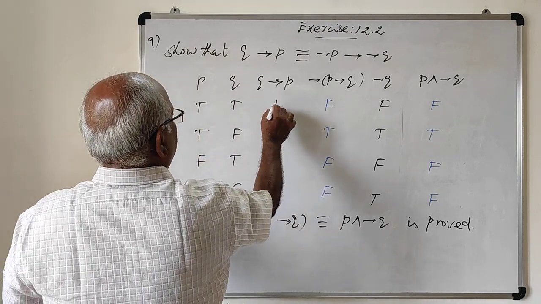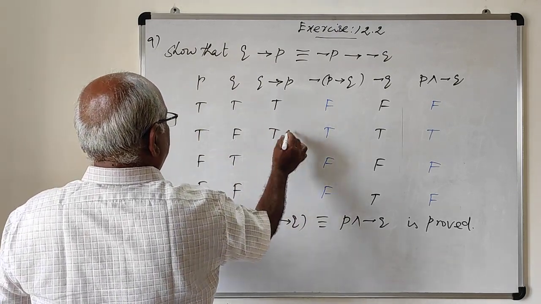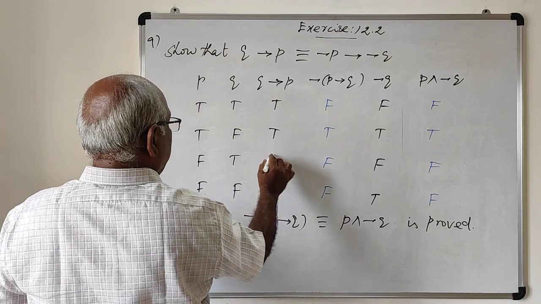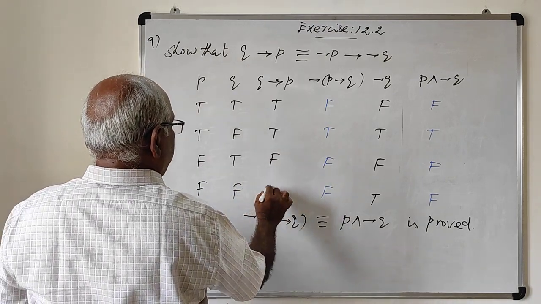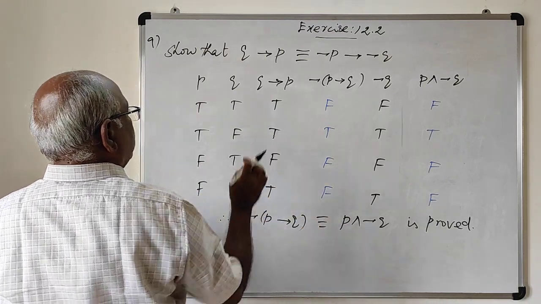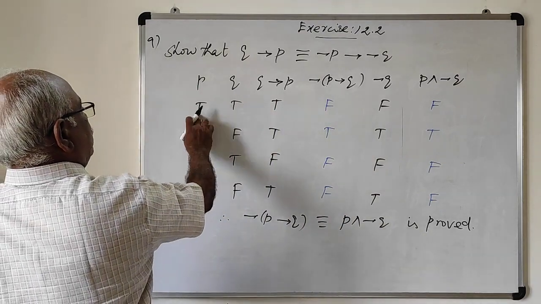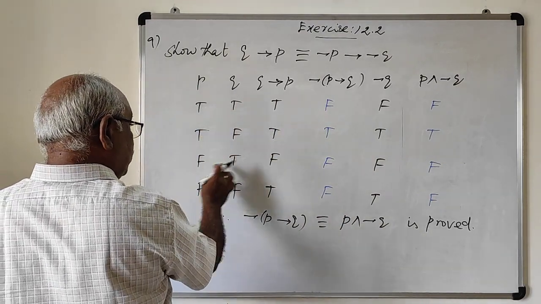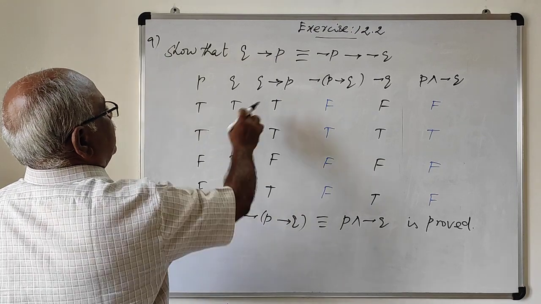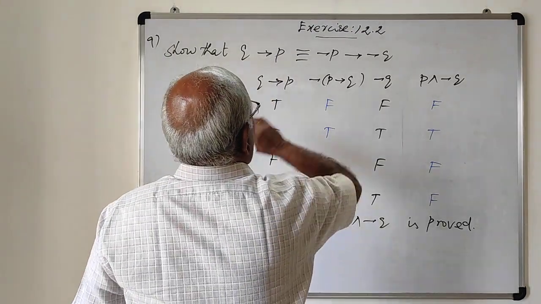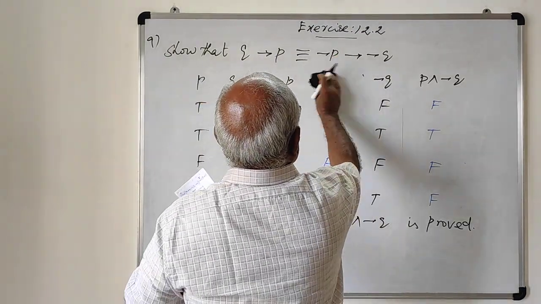Q to P: T to T is T, F to T is T, T to F is F, F to F is also T. This is Q implies P. T to T is T, F to T is T, T to F is F, F to F is also T.